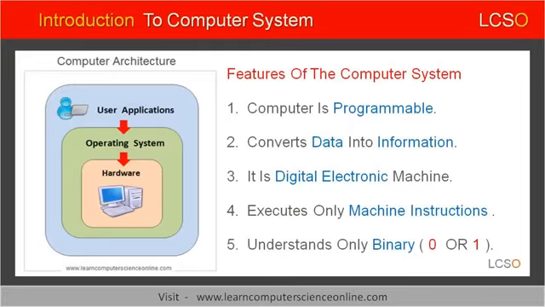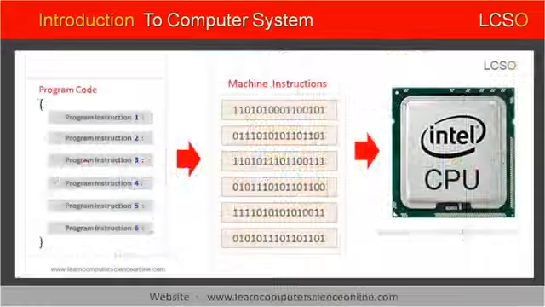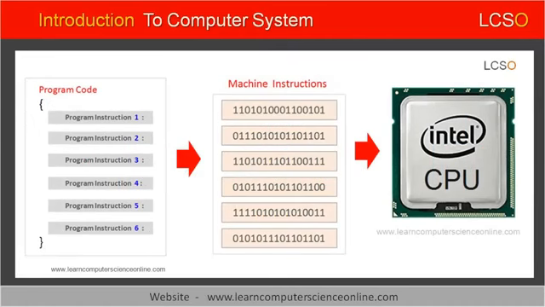Third, the computer is a digital electronic machine. The computer is called a digital electronic machine because it contains electronic components, and the computer needs an electric current to operate. The term digital simply means the computer understands the language of only 0 and 1, called the binary number system. The computer can understand and execute instructions written only in binary. These instructions are called machine instructions. The machine instructions in binary consist of only two numeric values, that is, either 0 or 1.